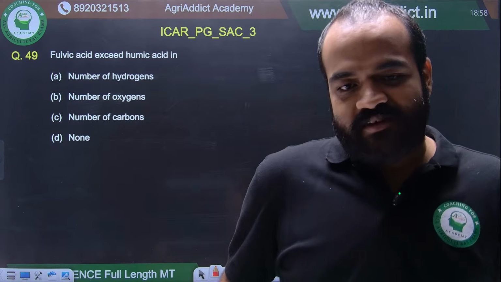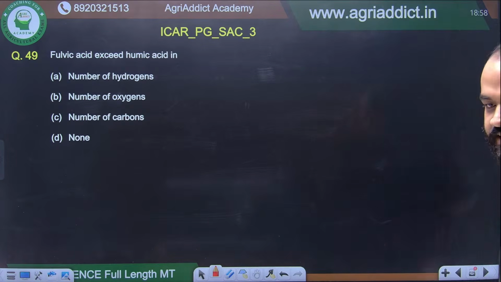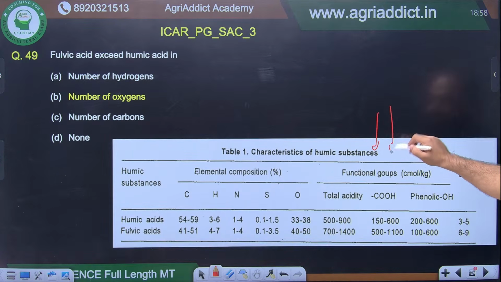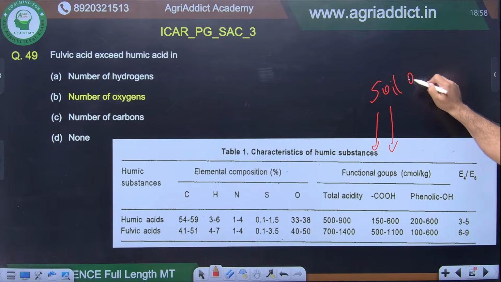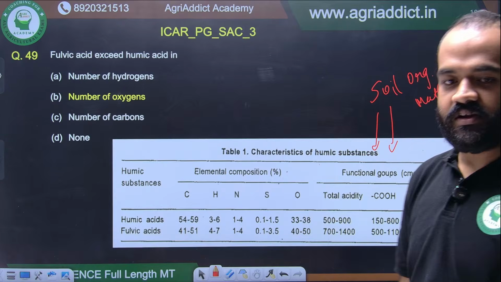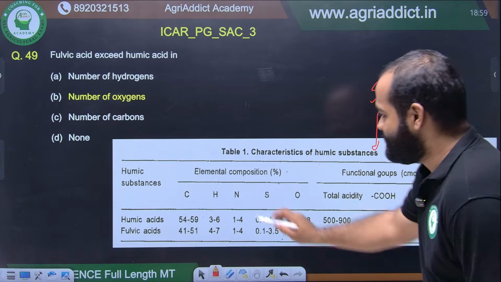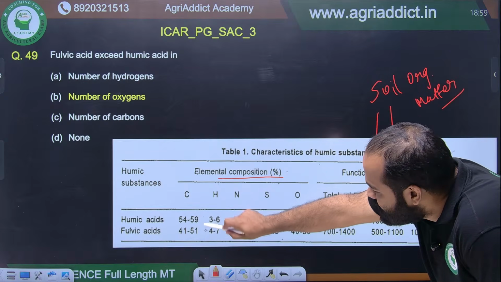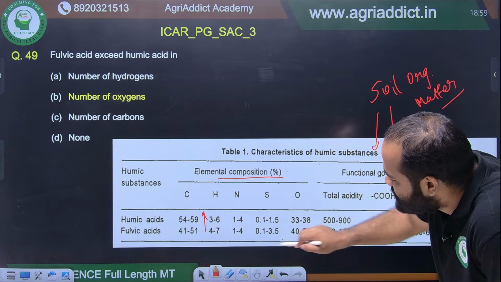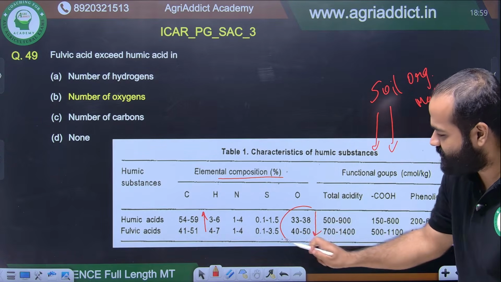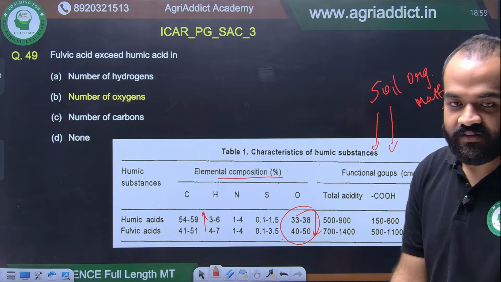Fulvic acid exceeds humic acid in. Aishwarya and Harshvardhan are telling oxygen. Yes, all of you are definitely correct. This is from old ICCS, Soil Organic Matter, written by Dr. Kunal Kumar Ghosh. He is a legend in the field of soil organic matter, Dr. Kunal Ghosh. So there you can see the elemental composition I have brought for you. Here C is more, H and N as well, whereas O is more here, right? So oxygen is clearly more in fulvic acid.